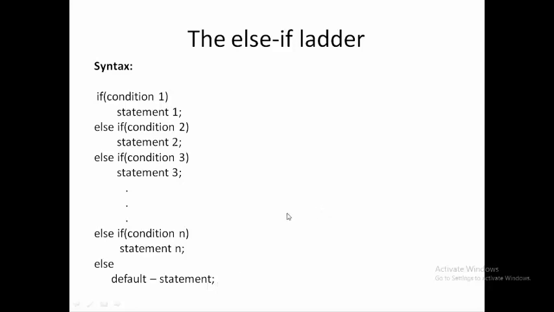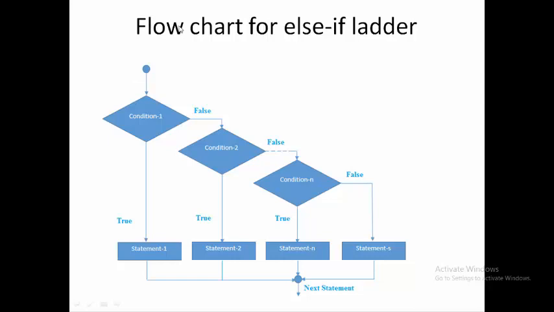So let's look at the flowchart for the else if ladder. We are checking a condition. If the condition is true, it will execute the statement and the controller will go outside the block. If the condition is false, the second condition will be checked. If that is true, it will execute the statement and the controller will go outside of the block. Or if it is false, we can have up to n conditions in the else if ladder. If all conditions are false, then the else part will be executed by the controller.